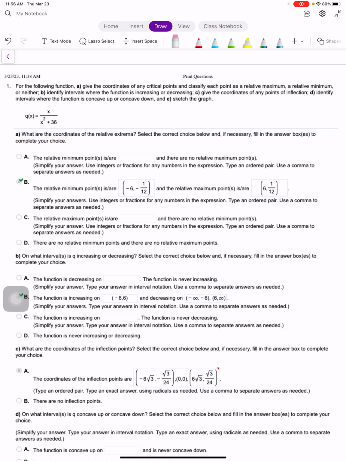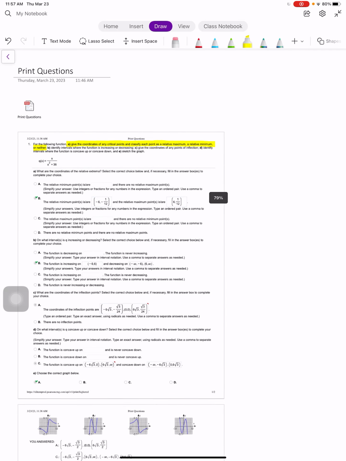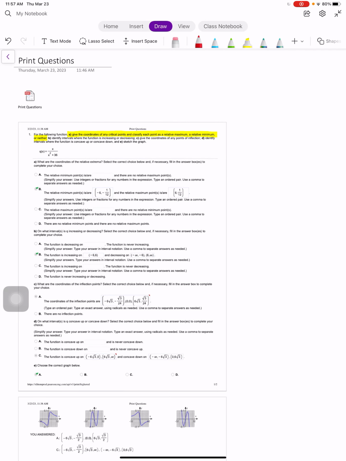So in this video, we will be working on this part A. We will work on finding the coordinates of the critical points and then identifying the max and the min. So let's jump on that really quickly because, again, I don't want to take too much of your time.